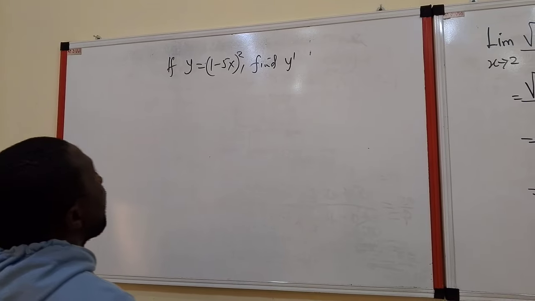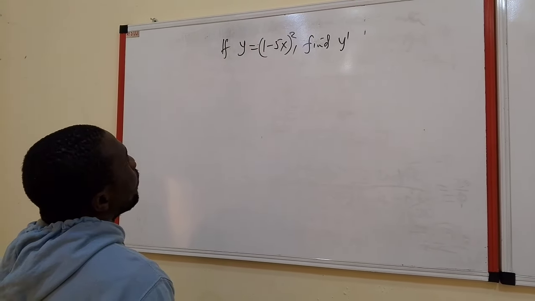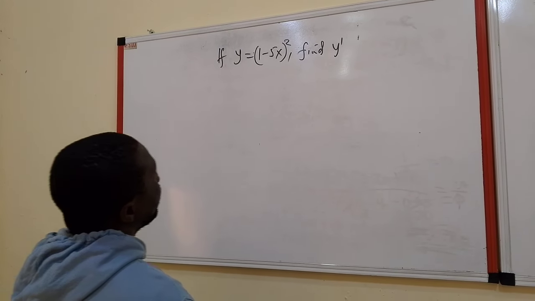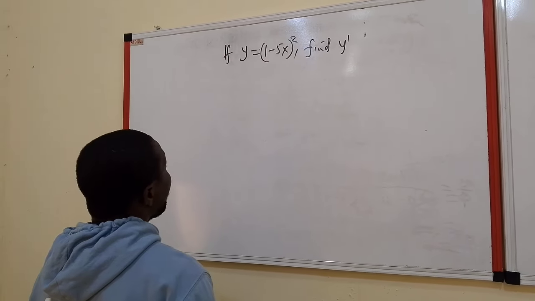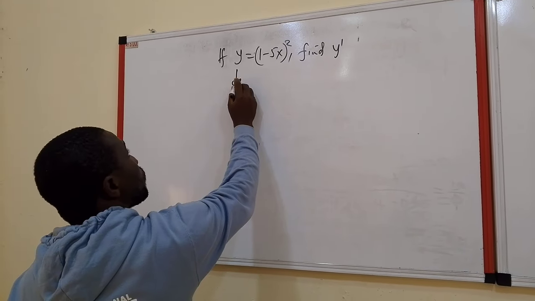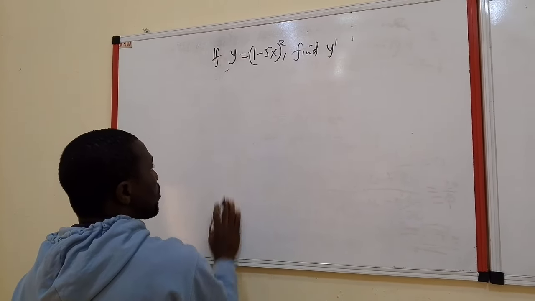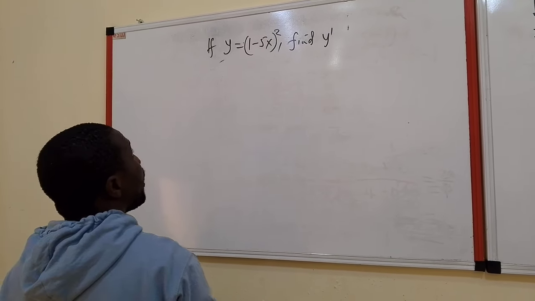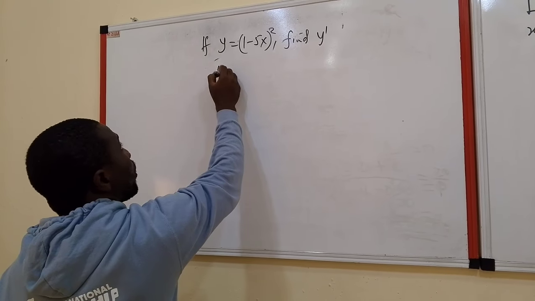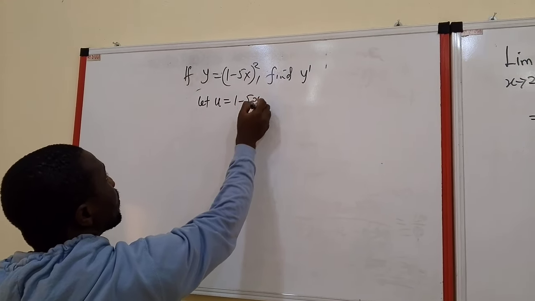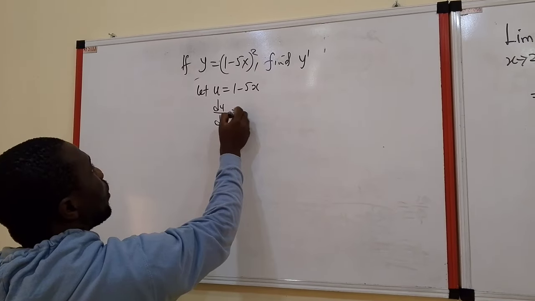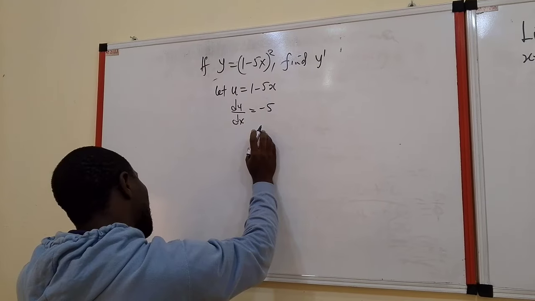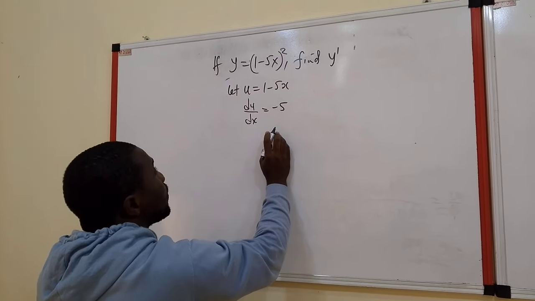Now if y equals to 1 minus 5x all squared, find y prime. Y prime simply means we have to differentiate y with respect to x. So what we are going to do is this. Let's say u equals to 1 minus 5x. Then du over dx now. Differentiate 1 is 0. Differentiate minus 5x is minus 5.